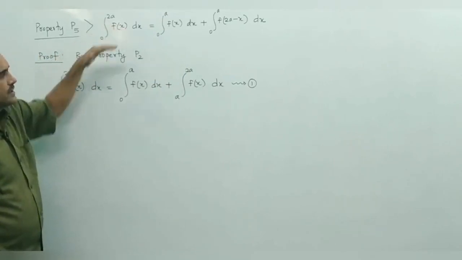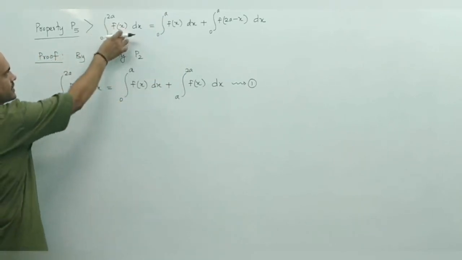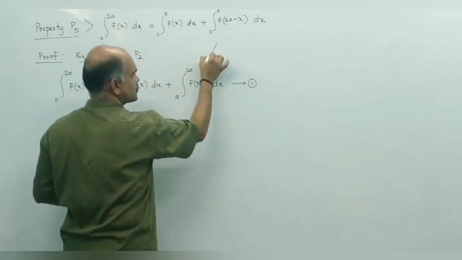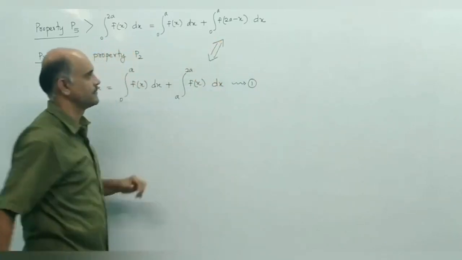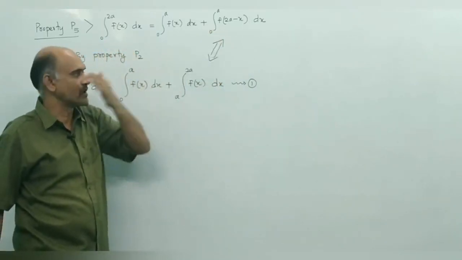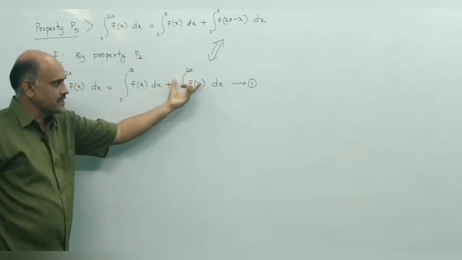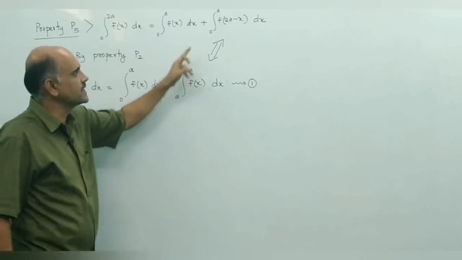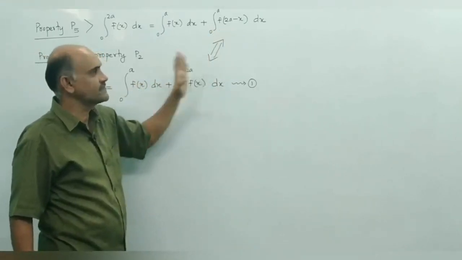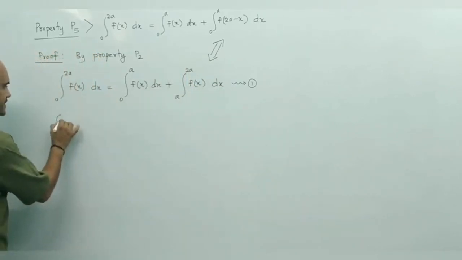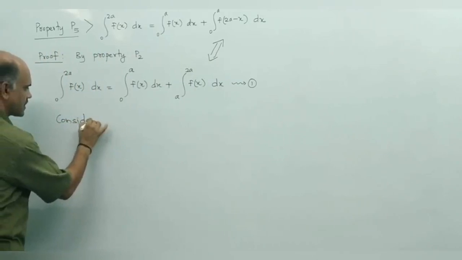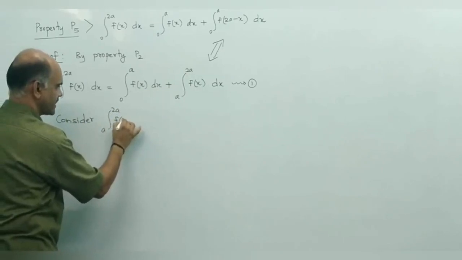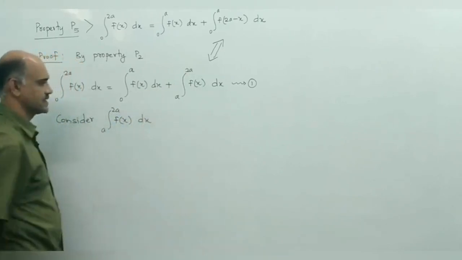Now if you observe the property and what we have written, this LHS is the same, these terms are the same. So now I am required to show that these two are equal. Just take this integral and simplify, solve it and show that this is equal to f of 2a minus x from 0 to a. So I will write, consider a to 2a f of x dx.